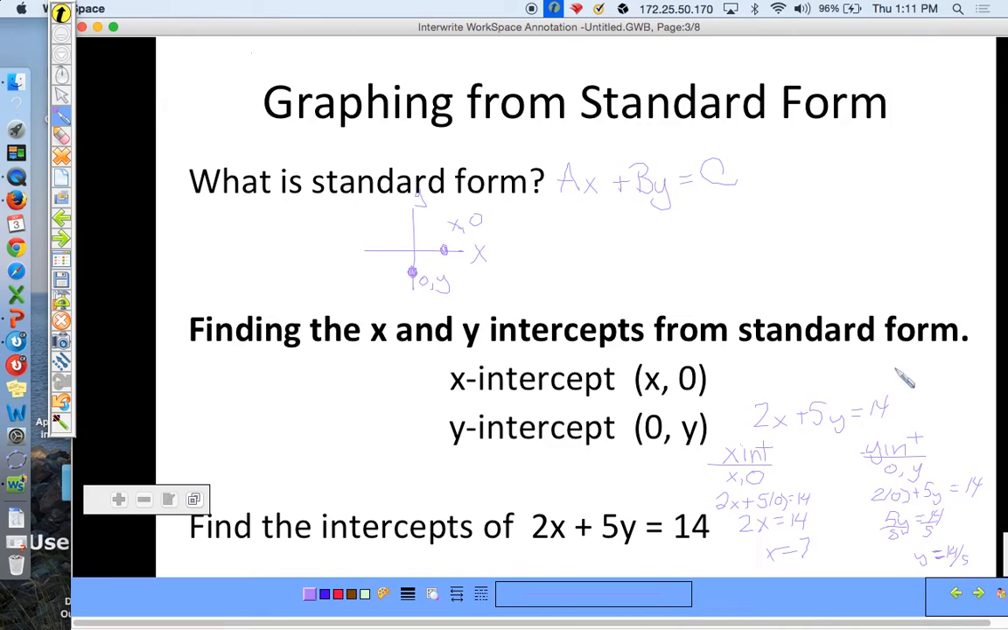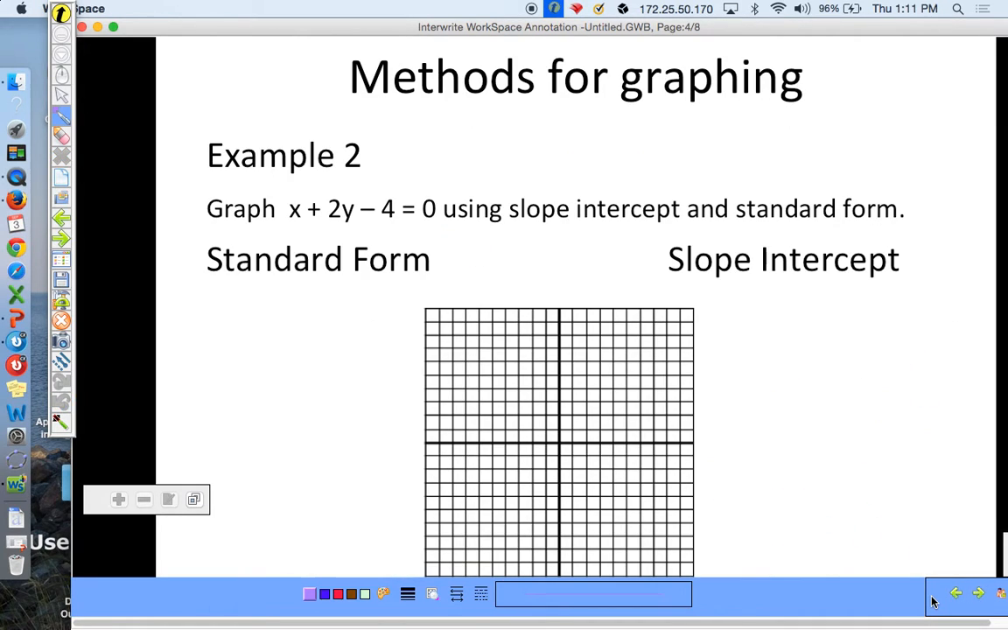Now, you could graph just the x and y and connect those. Again, you guys said the cover-up method. So a lot of people just said, well, you cover this up, and then you figure out what 5y equals 14, and you cover up the y, 2x equals 14, and you get the 7. So there's that quick method.